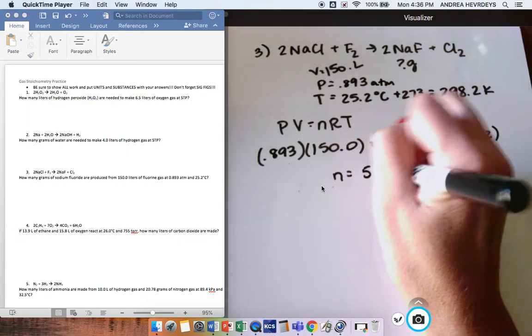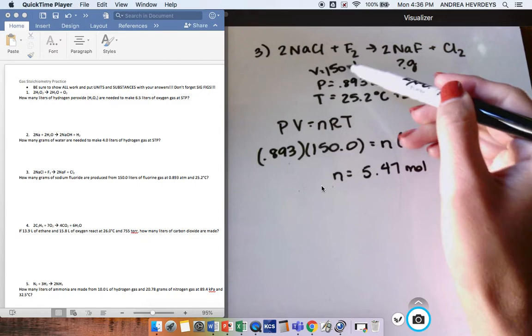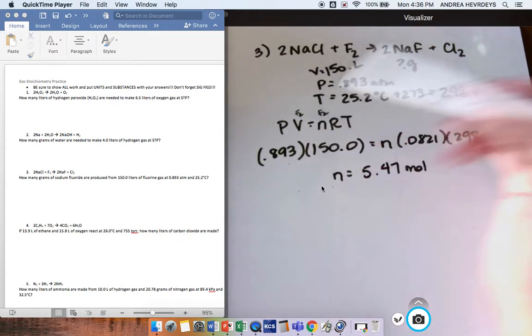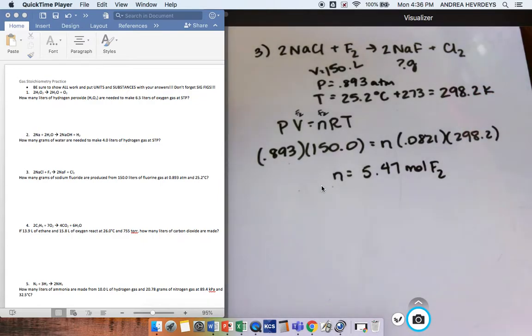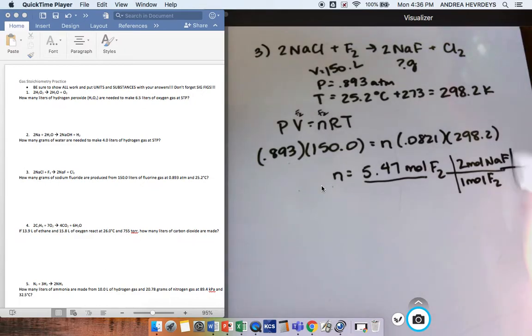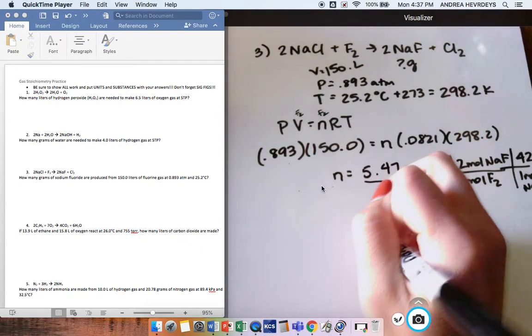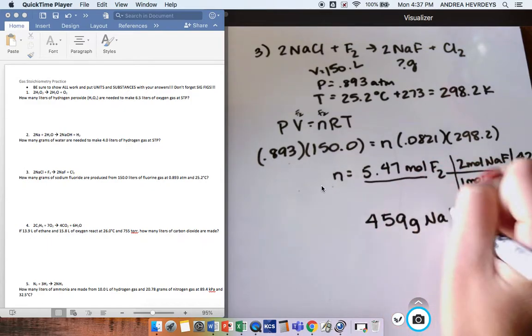And I get 5.47 moles of what? So all of this stayed from liters of fluorine. If this is liters of fluorine, then these are moles of fluorine. Knowing that I don't need to go back into grams, but to change substances, I have to use my mole ratio. So every mole of fluorine produces 2 moles of sodium fluoride. And then every mole of NaF, 23 plus 19, is 42 grams per mole. And so 5.47 times 2 times 42, that's going to give me 459 grams of sodium fluoride for number 3.